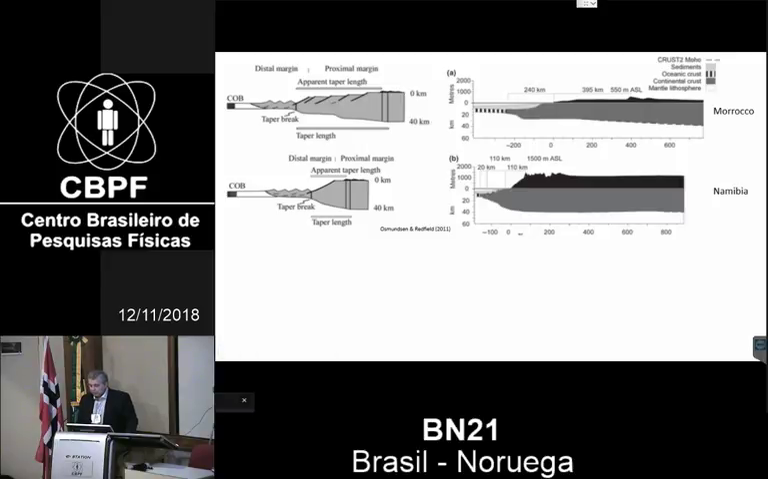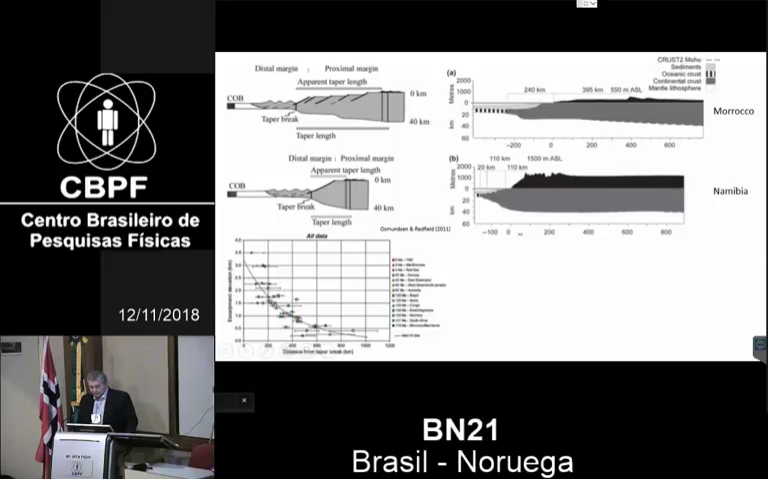And this is typically what we can see in many places around the globe, where we, in this case, look at the Moroccan margin, with rather low relief and a wide crustal taper, while off Namibia we have a much narrower, sharp transition and higher topography on land. If you put together data from many continental margins around the world, it looks like there is a clear relationship between the taper length and the topography on the landward side.